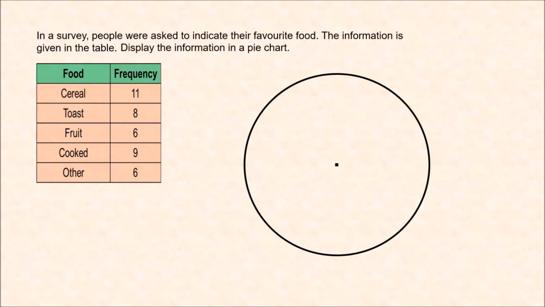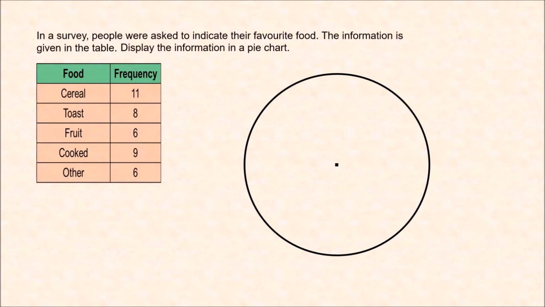So how do we draw a pie chart? Let's take this example. In a survey, people were asked to indicate their favorite food. The information is given in the table. Display the information in a pie chart. To be able to draw a pie chart, we have to know the central angle.